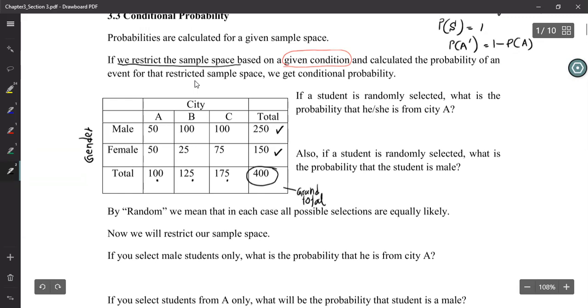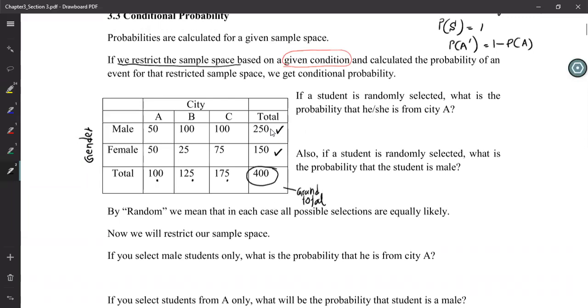Right. So in addition to that, you have another subdivision. Out of these 250 males, you can divide these 250 males also according to the city. So there are 50 males from city A, 100 males from city B, another 100 males from city C. Likewise, you see the females also.